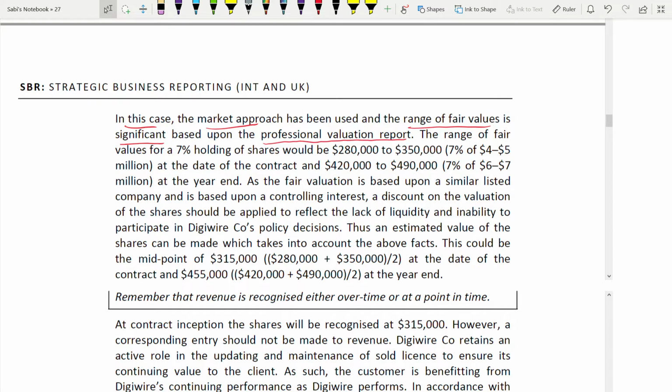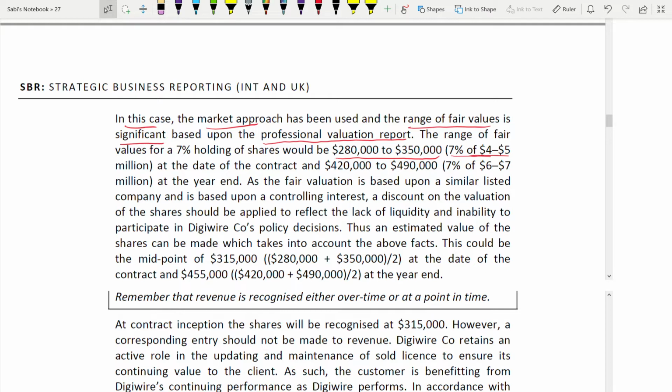Based on this, so what was the range? Make sure that you write the range also. The range of the values for a 7% holding of shares would be 280 to 350,000. How 280 to 350,000? 7% of 4 million, because the range which they gave is 4 million to 5 million. So if you take 7% of 4 million and 5 million, it will be 280 to 350,000.